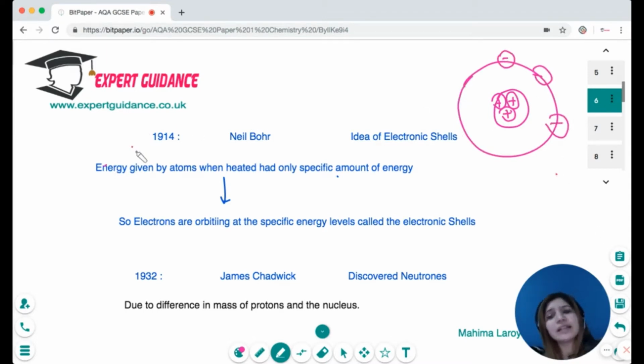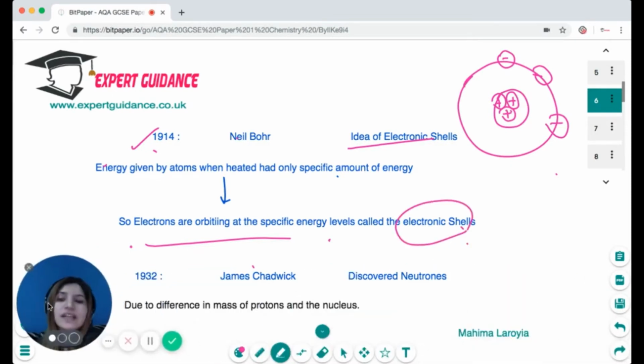Then came another scientist called Niels Bohr in 1914. He gave the idea of electronic shells. Now, what he observed was, whenever an atom was given any energy, it was emitting a specific amount of energy. So what was happening is the electrons which were orbiting were taking those energies, and then when they were coming back to their ground state, they were emitting the energies. And these energies were of a specific amount. So he concluded that electrons are not just orbiting anywhere around the nucleus, they are orbiting at specific energy levels called the electron shells.